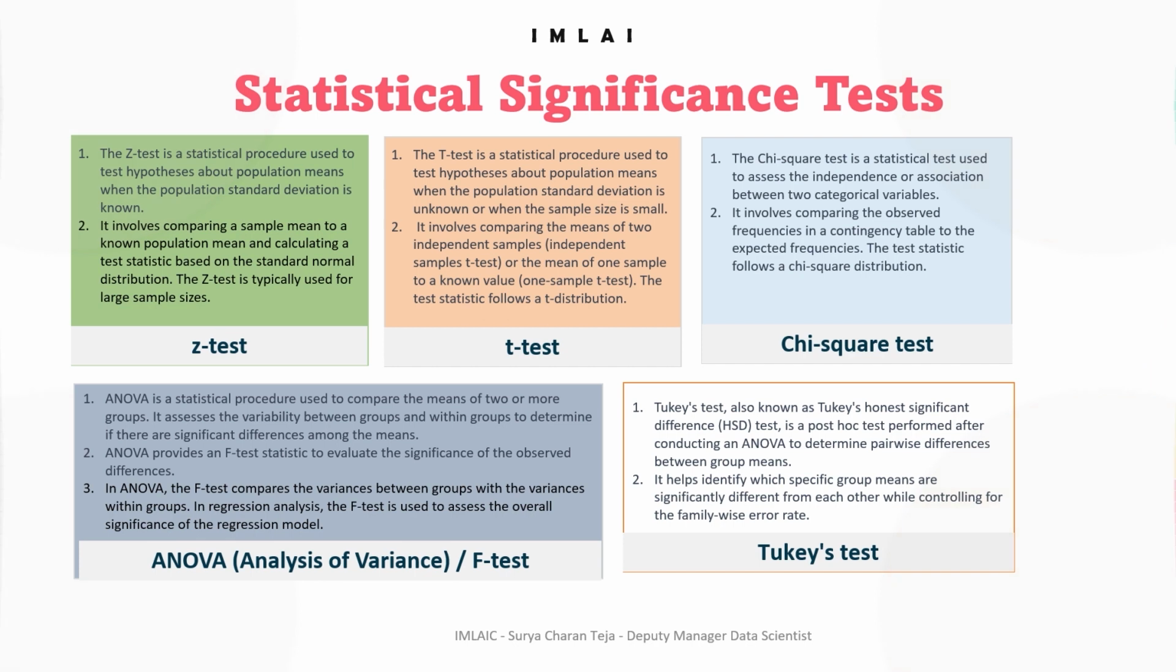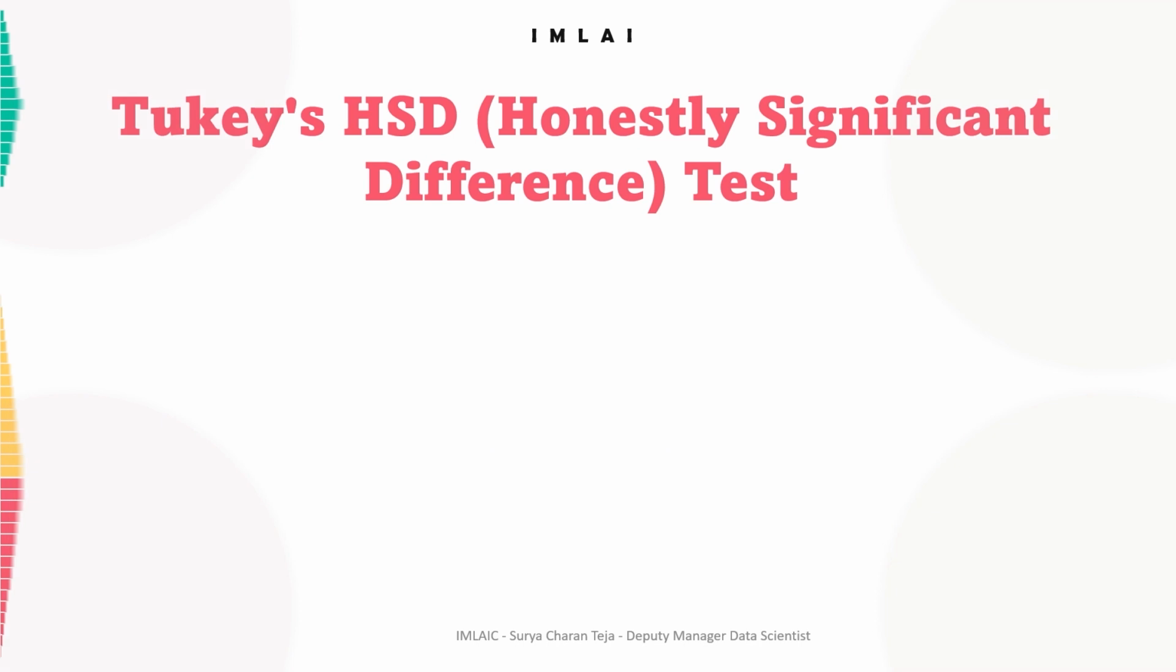Now it's time to look into the last test, which is Tukey's test. We had a mention in ANOVA's F test regarding Tukey's test. So what is Tukey's HSD test? Tukey's test, also known as Tukey's honestly significant difference test, is a post hoc test performed after conducting an ANOVA to determine pairwise differences between group means. It helps identify which specific group means are significantly different from each other while controlling for the family wise error rate. That's our Tukey test, and that's what we're going to explore now in this video.